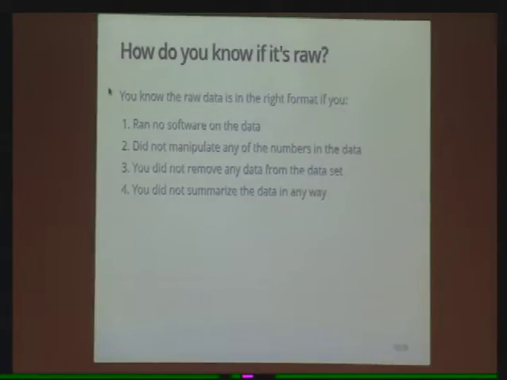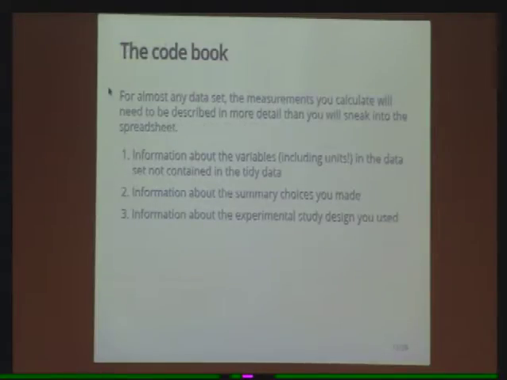And you didn't do any summarization. So you haven't grouped anything together and calculated a mean or a median, or said, oh, I don't like this one, let me just delete that row from my spreadsheet. Things like that. So that's the raw data. So what's the code book?